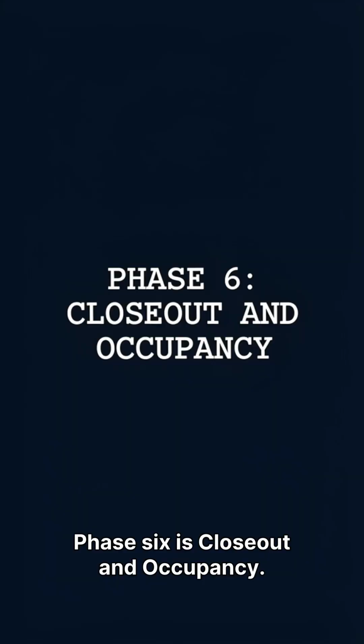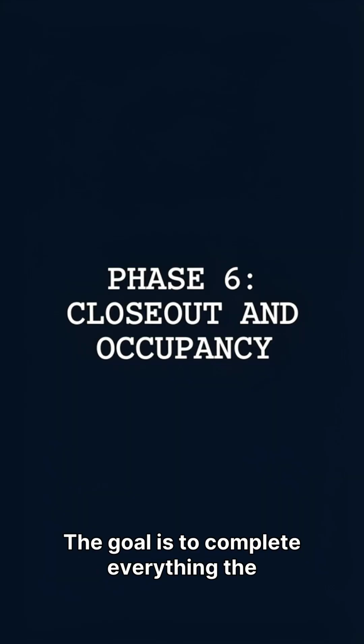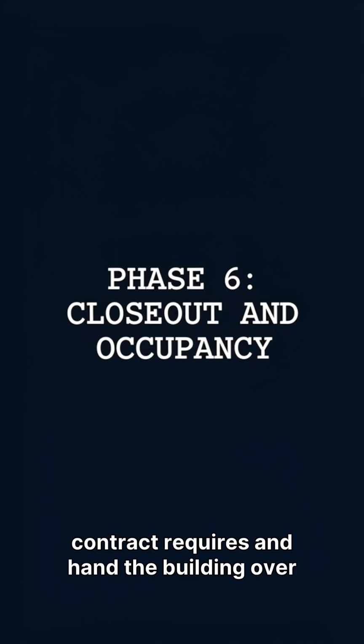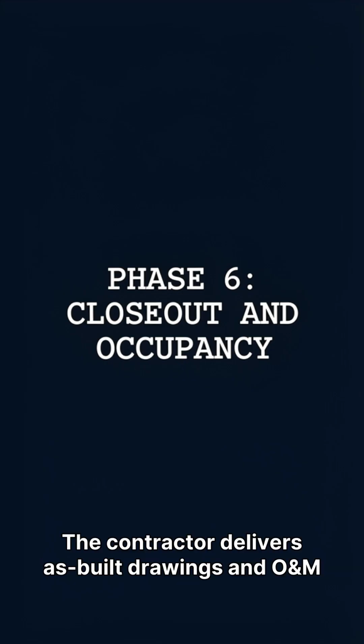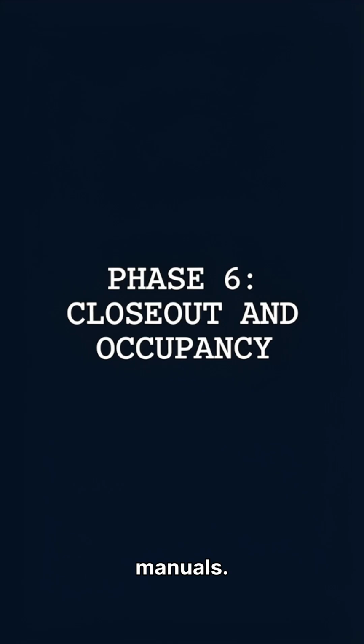Phase 6 is closeout and occupancy. The goal is to complete everything the contract requires and hand the building over to the owner. The contractor finishes the punch list. The building gets its C of O. The contractor delivers as-built drawings and O&M manuals. Retainage is released. The contract is closed, but the building's life has just begun.